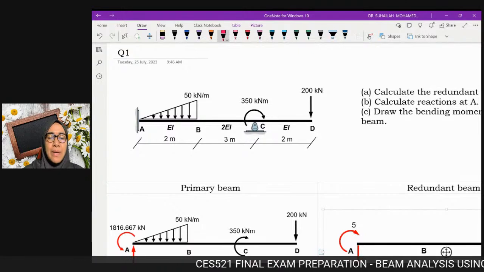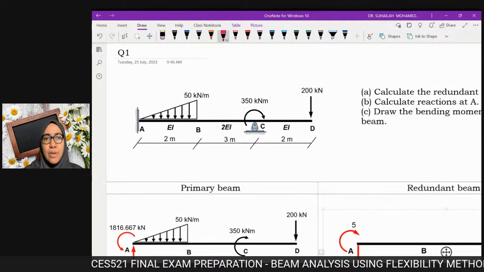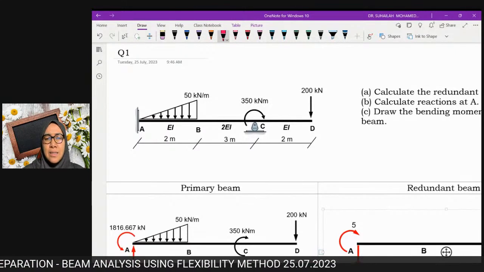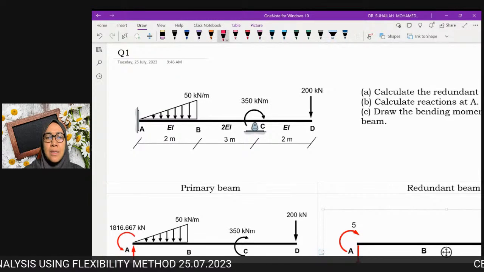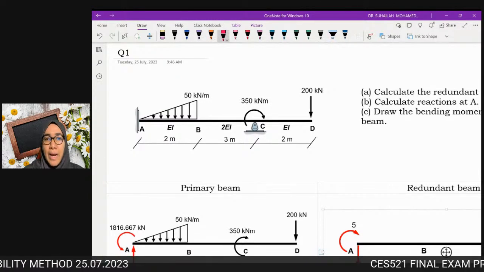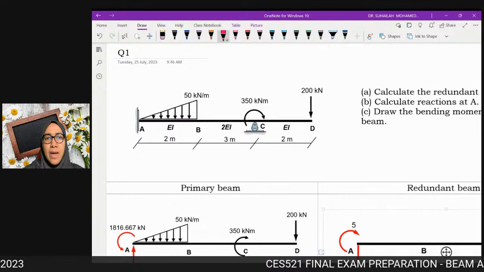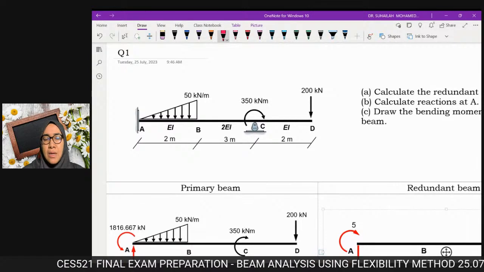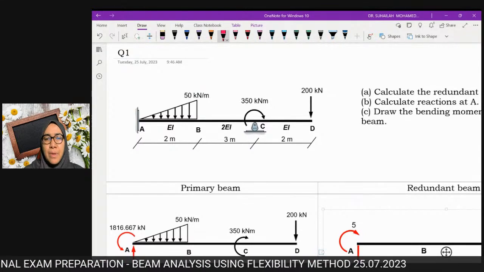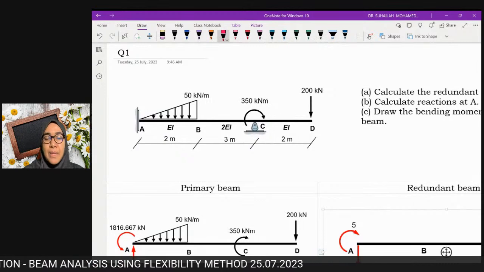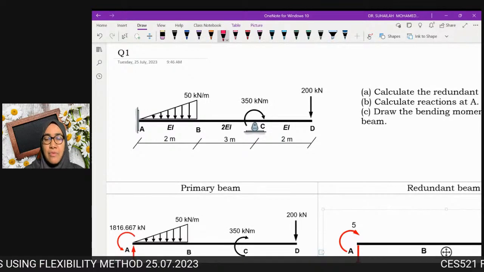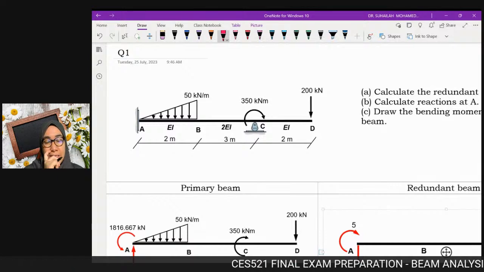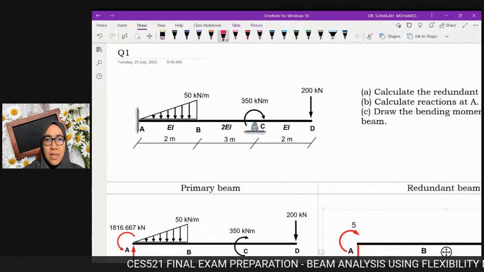Okay, we can see that member AB is subjected to a triangular load of magnitude 50 kilonewton per meter. There is an applied moment acting clockwise, with a magnitude of 350 kilonewton meter, and it also has a point load, a vertical load at D of magnitude 200 kilonewton. EI, the flexural rigidity, is as shown in the figure.